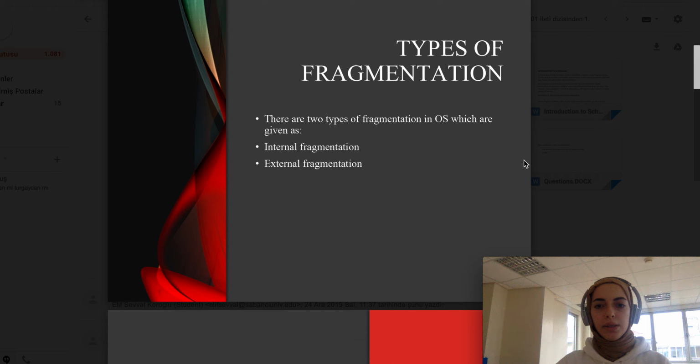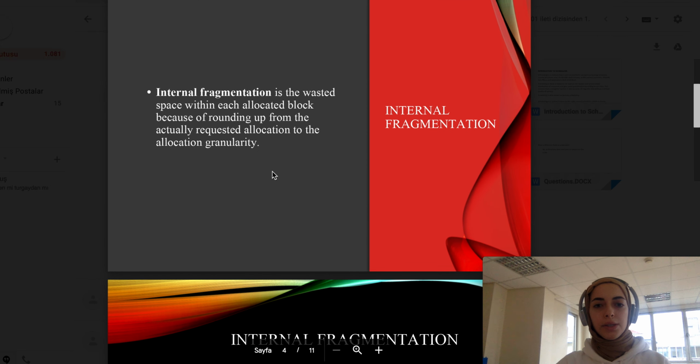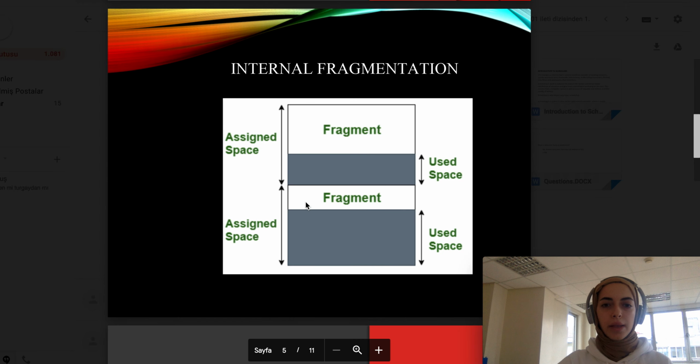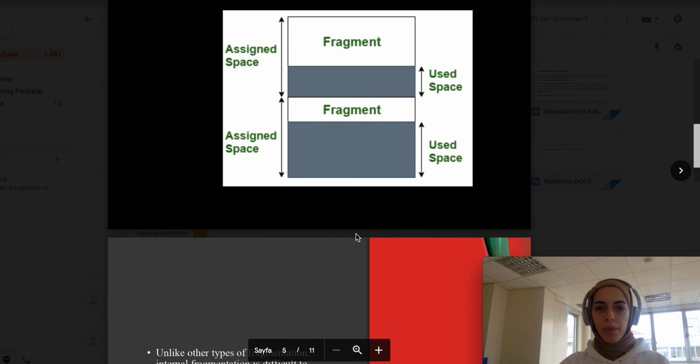There are two types of fragmentation in OS, which are internal fragmentation and external fragmentation. Internal fragmentation is the wasted space within each allocated block because of rounding up from the actually requested allocation to the allocation granularity. Here you can see it in the example. This is the space assigned to a process, but this is the memory actually needed for this process. And this space will be wasted because it is assigned to this process, but it's not necessary for it. So, this will cause a memory waste.